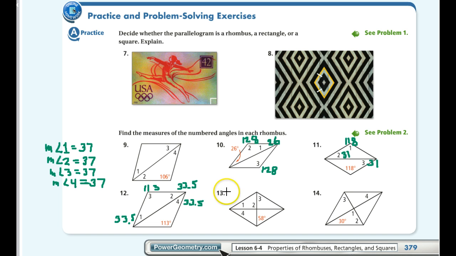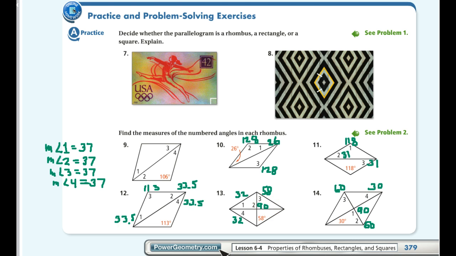Number 13, angle 1 is 32. Angle 2, as we know, is 90. Angle 3 is 58. And angle 4 is also 32. And then on number 14, angle 1 is 90. Angle 2 is 60. Angle 3 is 60. Angle 4 is 30. Okay.